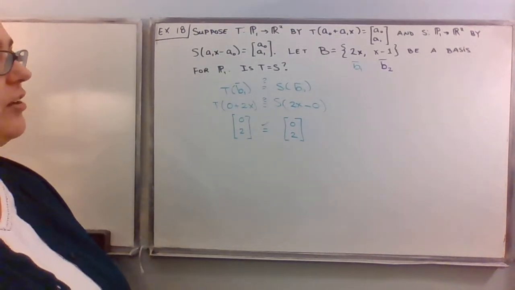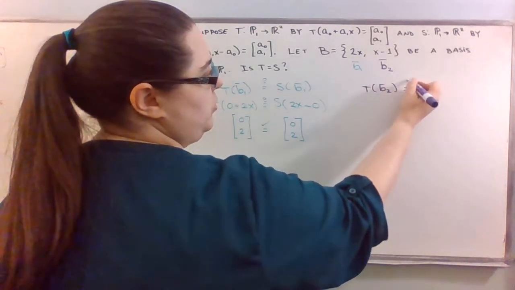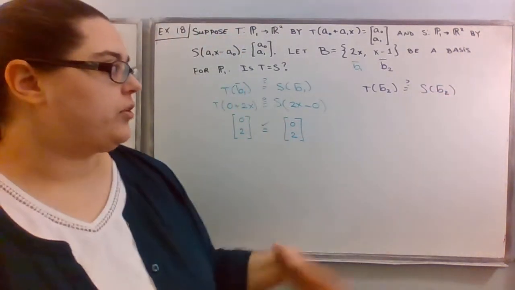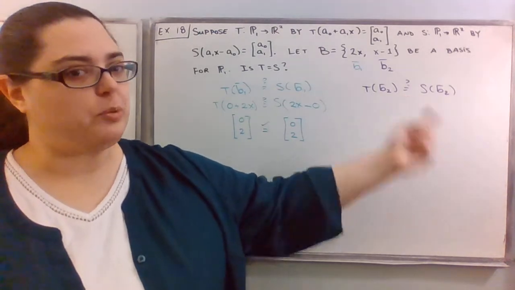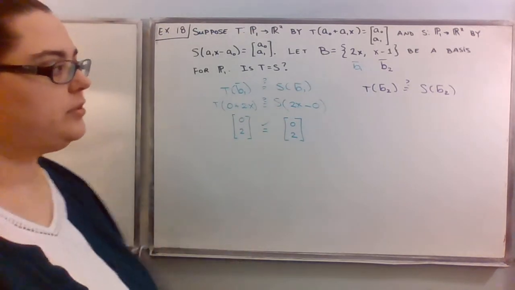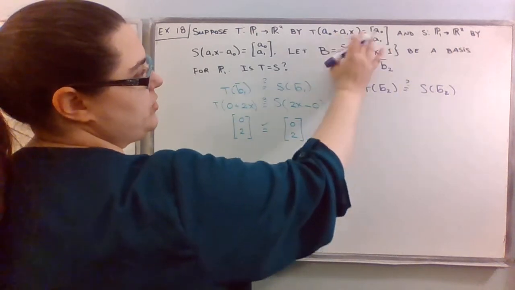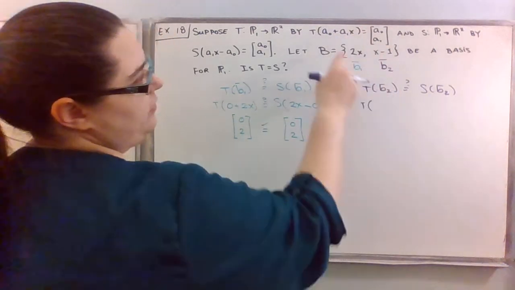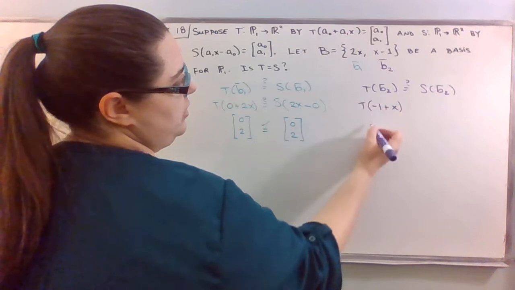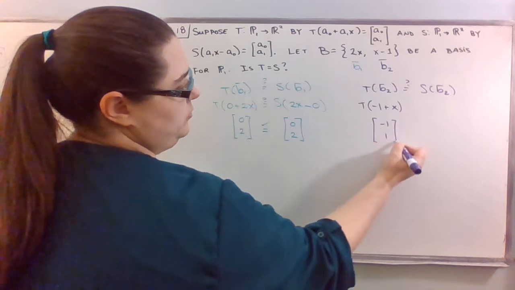Now we just have to check for b2. So is T of b2 equal to S of b2? Notice that I'm having this question mark over the equals, because this is what we're trying to find out. I don't want to say that they're equal until I confirm that they are equal. So I'm going to do the same thing and set up b2, x minus 1, in the same format. We have the constant term first, so I'm going to write this as negative 1 plus x. And that's going to give me (-1, 1).